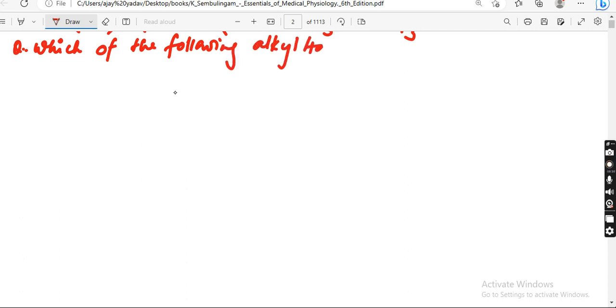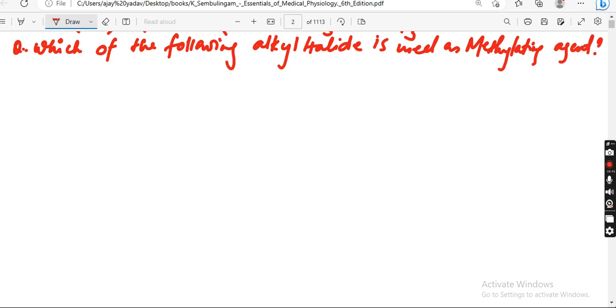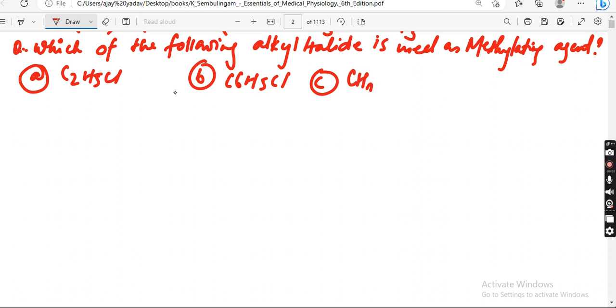Okay, next question. The next question that we are going to discuss is: which of the following alkyl halides is used as a methylating agent? Option A is C2H5Cl. Option B is C6H5Cl. Option C is CH3I. Option D is C2H5Br.